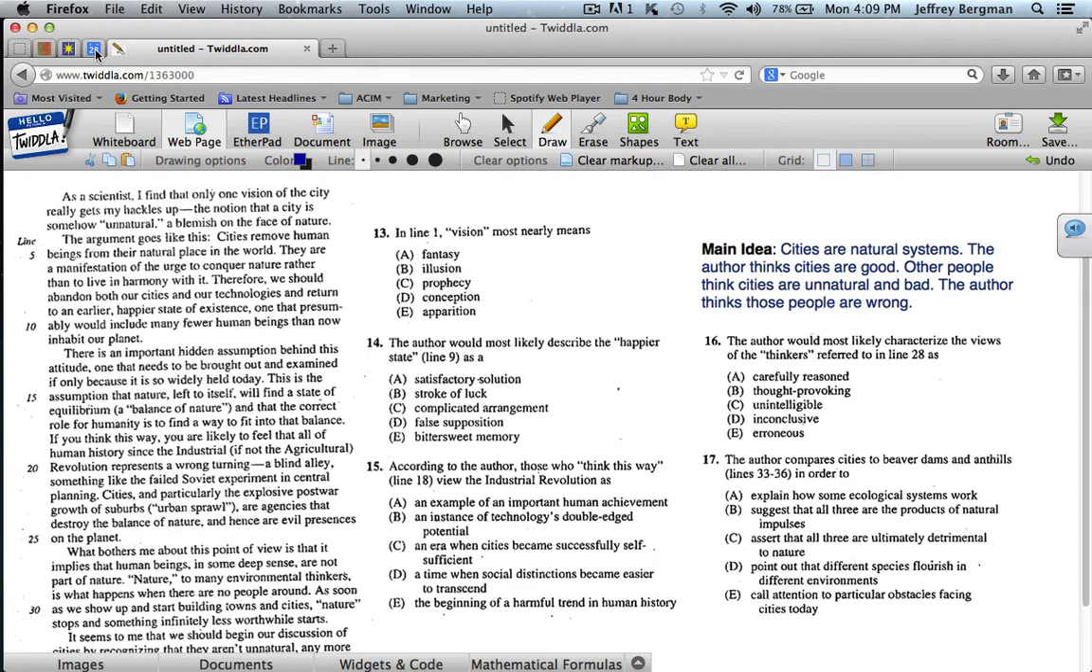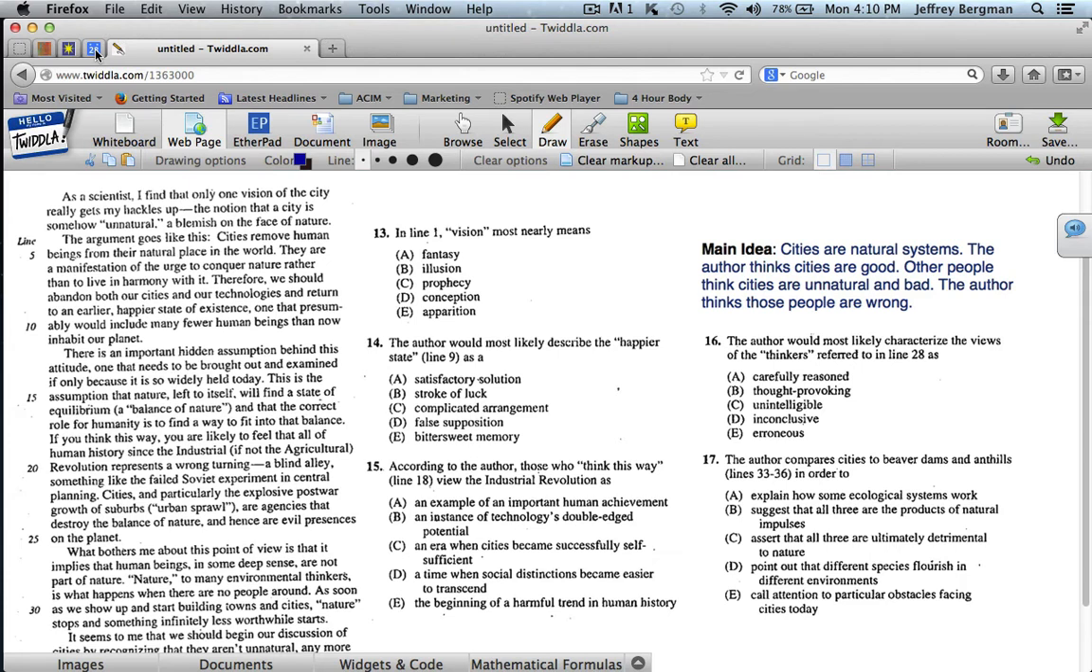Okay. Now, here's how I think of the main idea of this passage. The main idea is that cities are natural systems. The author thinks that cities are good. Other people think that cities are unnatural and that they're bad. And the author thinks that those people are wrong. Now, if what you thought of for the main idea was anything along those lines, then follow along with me as I apply it to answer these questions.